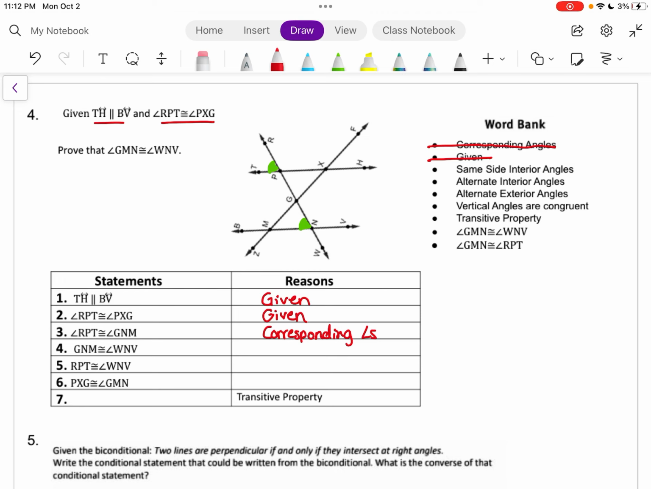I'm going to locate GNM and I'm going to locate WNV on our diagram. So G and M is here and WNV is directly across from it. These two are vertical angles, which fills in my reason.